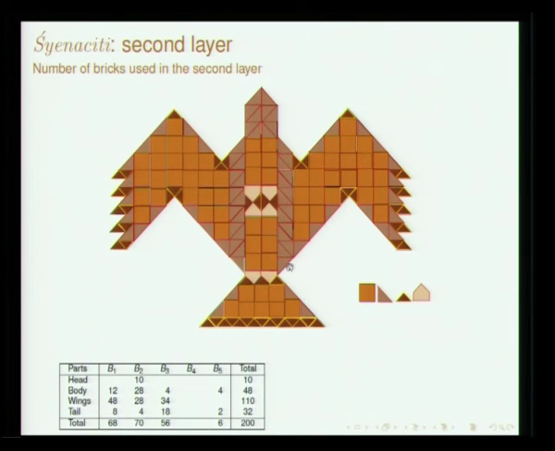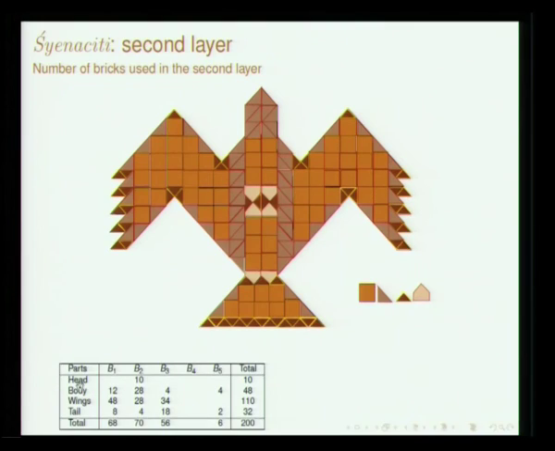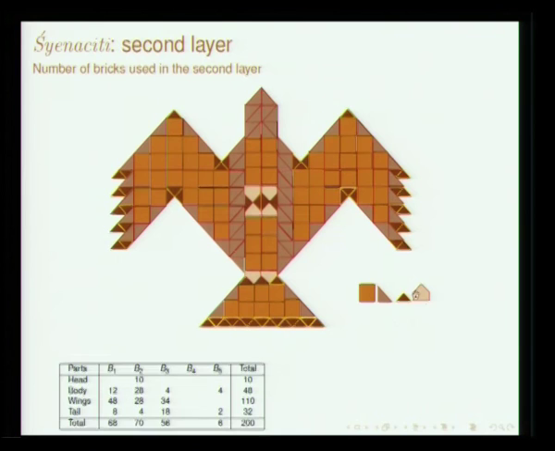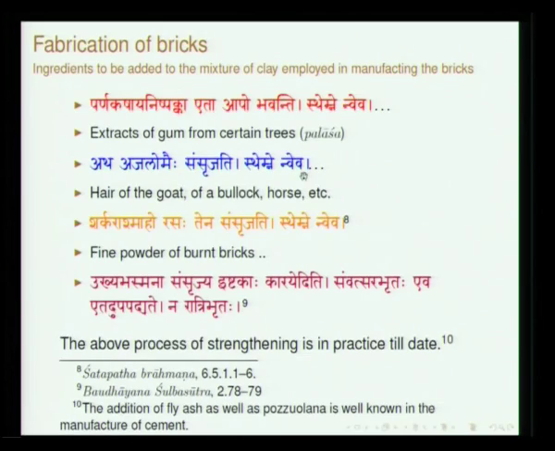This is the second layer. The second layer will be such that no 2 tiles will be exactly fitting; the interstices will be filled with the second layer. This also has 200, but they are quite different. The head has only 10 here and the body has 48, while in the previous one it has 14 and 46. This is made up of only 4 types of bricks, and these 4 types constitute the second layer. The third layer will again be the first layer, the fourth layer will be this, and then the fifth layer. This is how it is constructed.